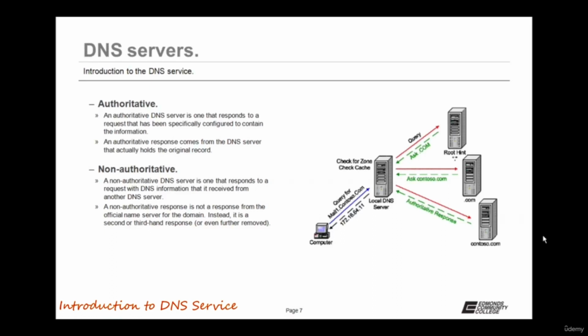Then there are non-authoritative DNS servers. Now, a non-authoritative DNS server is one that responds to a request with DNS information that it received from another DNS server. A non-authoritative response is not a response from the official name server for the domain. Instead, it is a second or third-hand response that's given back to the requester. In most cases, when we send a DNS request, we get a non-authoritative response back.